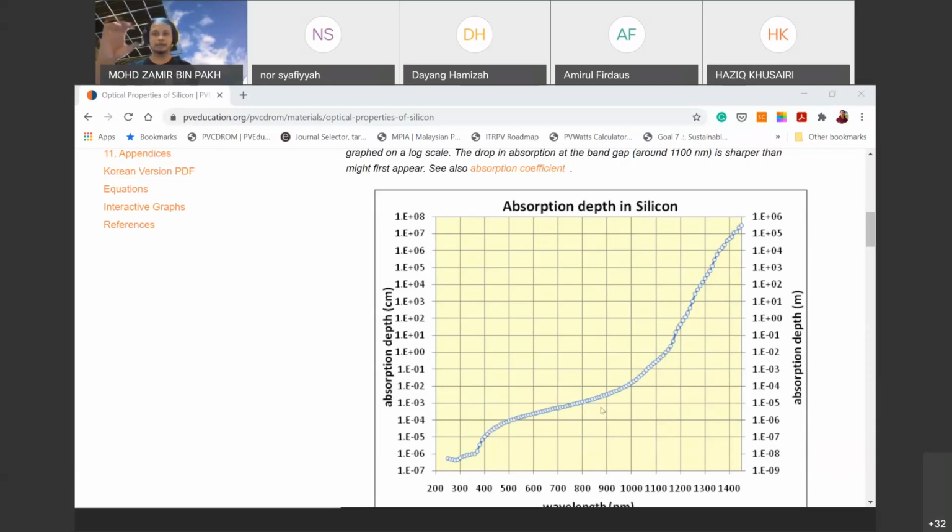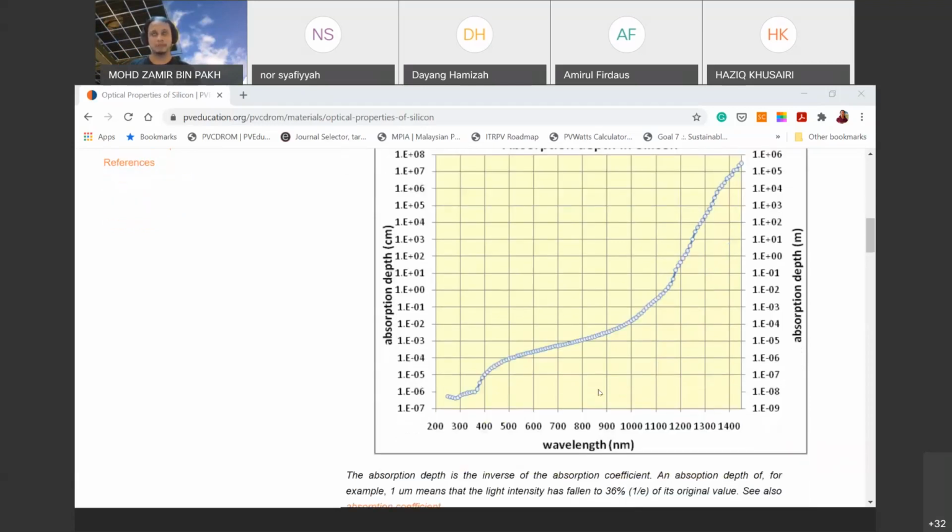Maknanya kalau you ada, let's say if you're using 10 micron of crystalline silicon, you can only absorb from the UV, from the short wavelength up to 800 only. Okay, you cannot absorb photon wavelength above 800 because the thickness is not enough. Photons above 800 nanometer will be leaking through the back of your crystalline silicon because the thickness is not enough. So you can use this absorption depth curve to see how much thickness you need in order to absorb what sort of wavelength.